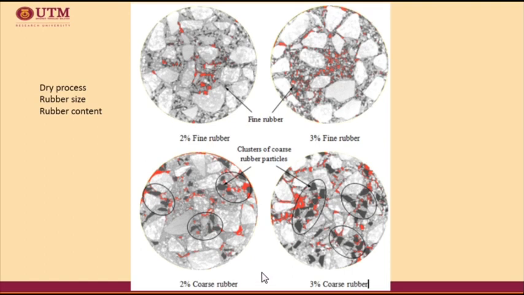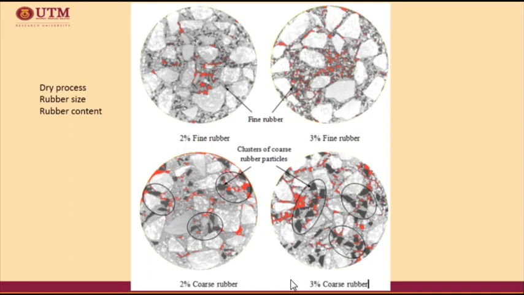This figure shows the internal distribution of the rubberized asphalt composition produced using the dry process method. The figure compares the core samples with different rubber sizes, which are fine and coarse rubber, and also rubber contents, which are 2 and 3% by weight of the aggregate.